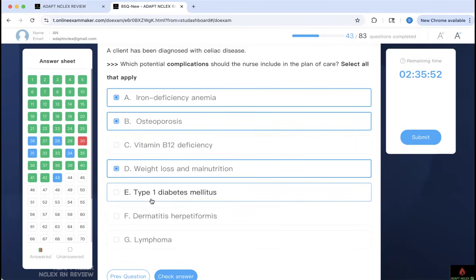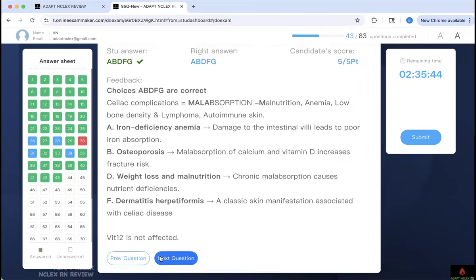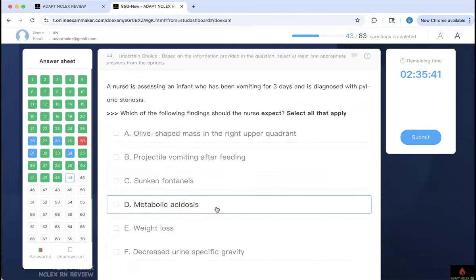There's no diabetes associated with it, but you can have skin manifestation, dermatitis, and the chronic inflammation will lead to lymphoma. And this is assessing an infant who has been vomiting for 3 days and diagnosed with what? Pyloric stenosis. Which of the following findings should the nurse expect in pyloric stenosis? Olive-shaped mass in the right upper quadrant. Projectile vomiting after feeding. Sunken fontanelle, metabolic acidosis, weight loss, and decreased urine specific gravity.